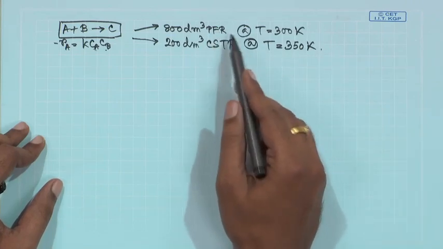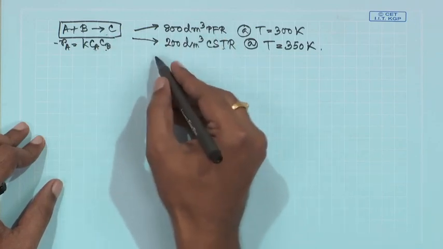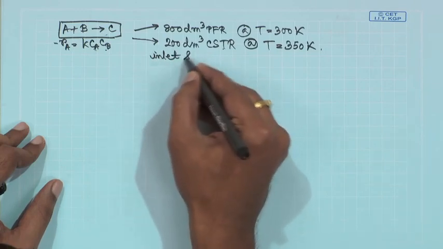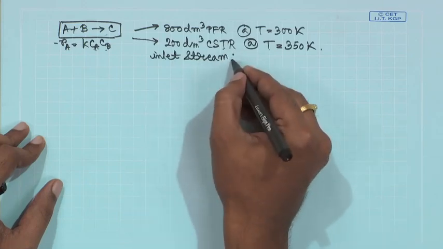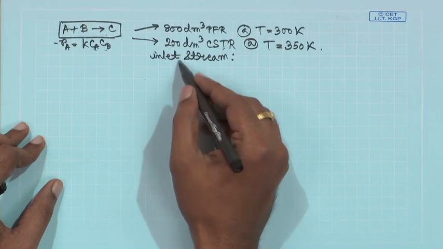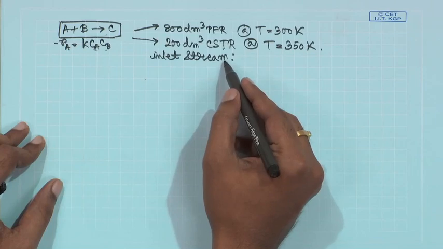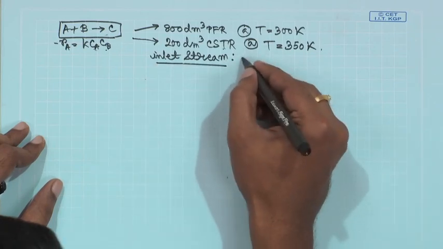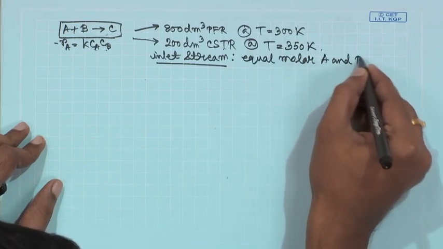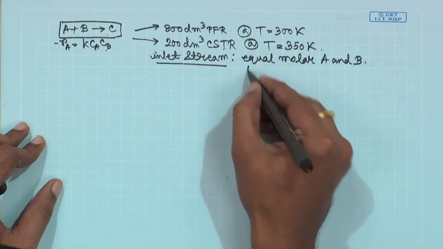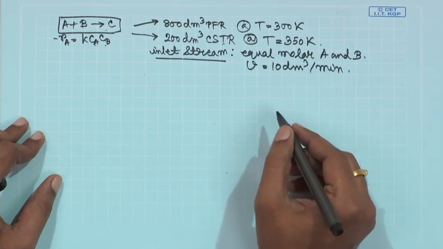Now, for both these flow reactors, whether you do the reaction in this or in this, the inlet stream consists of two separate feeds of A and B. They come together and form one single inlet stream, and in this inlet stream you have equal molar A and B, and the total volumetric flow rate is 10 decimeter cube per minute.